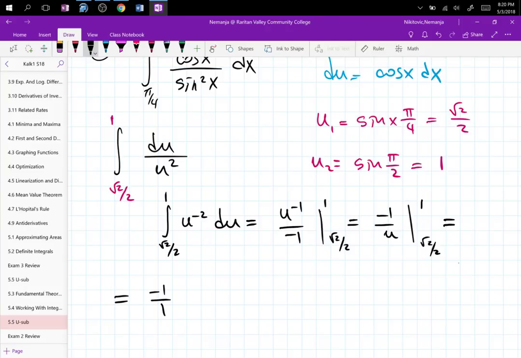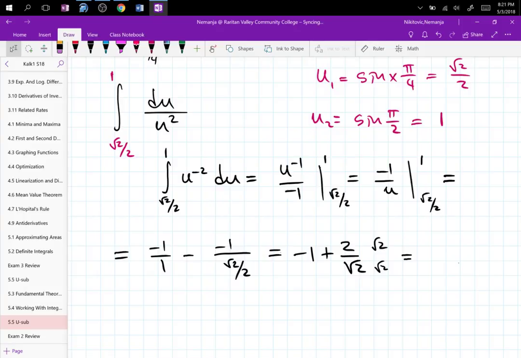That's when I plug in the upper limit. Minus negative 1 over root 2 over 2. The first number is -1. Minus and minus gives me plus, and this becomes square root of 2 over 2 when you flip it because it was in the denominator. You have to rationalize because we are allergic to irrational denominators. And we have -1 plus 2 root 2 over 2. Well, now these cancel, and the whole thing is just root 2 minus 1.